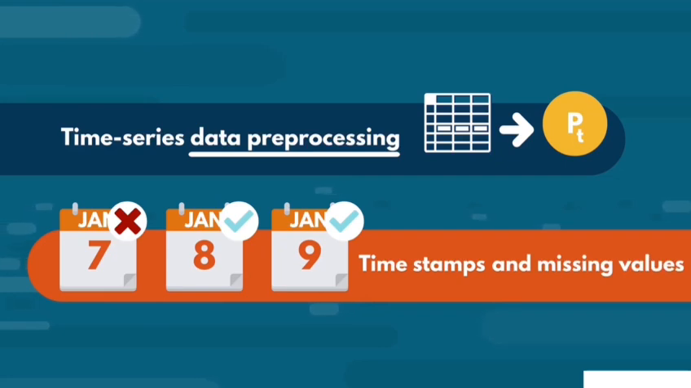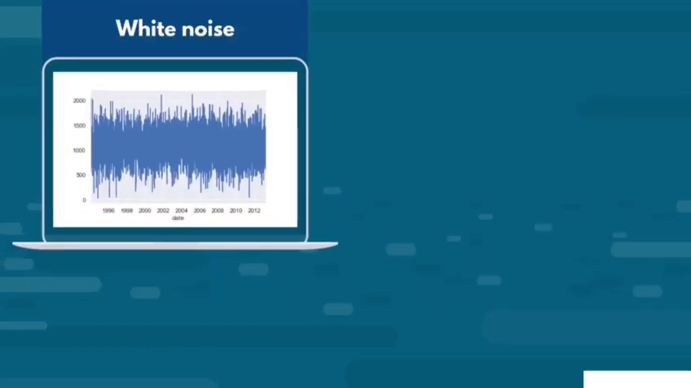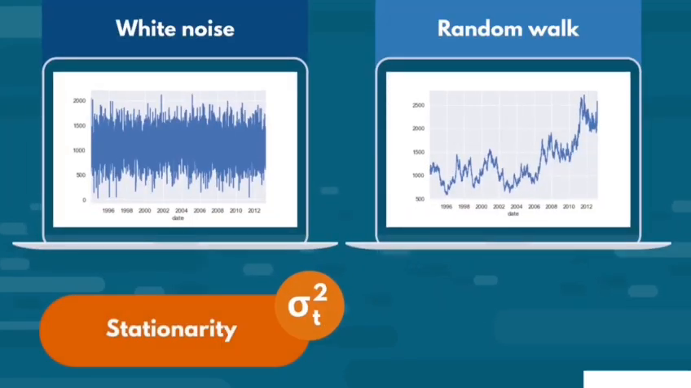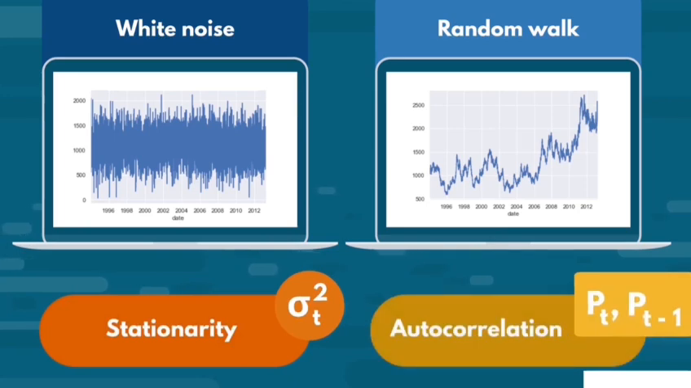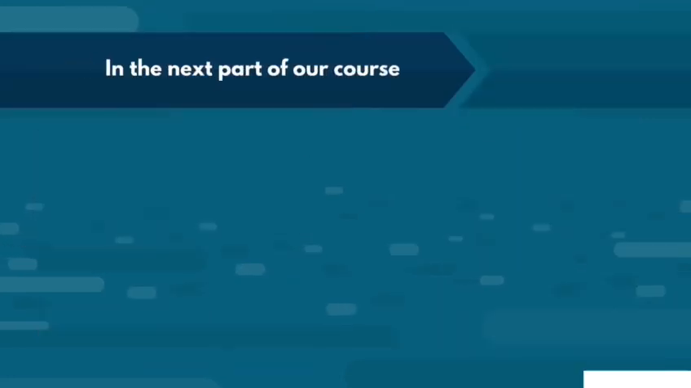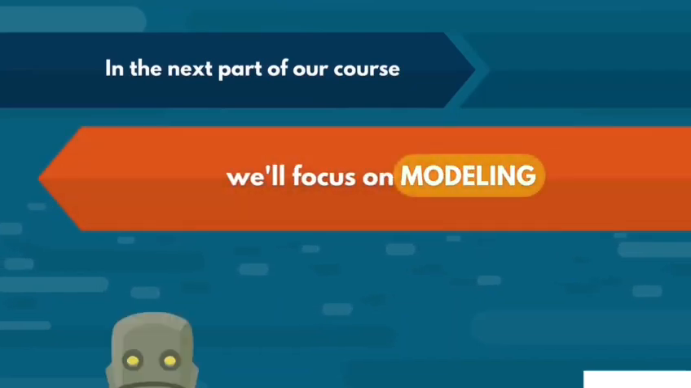Once we've covered the basics, we'll go deeper. Bit by bit, we will start unfolding the more complicated topics in time series analysis. We'll explore white noise, random walks, stationarity, and autocorrelation. A good understanding of these will be instrumental later on. Okay, this will wrap up the first major part of the course. Throughout the rest, we'll exclusively focus on modeling.